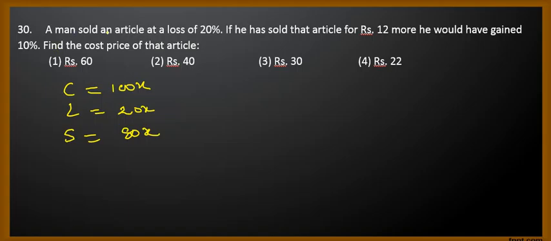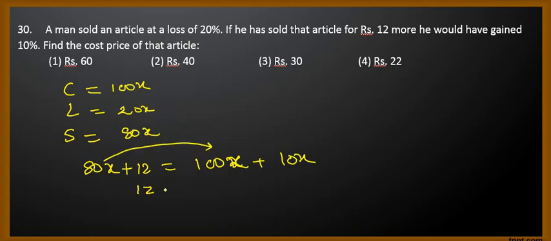Here, if he had sold that article for 12 rupees more, instead of selling at 80x, if he had charged 80x plus 12, he would have gained 10% profit. So on 100x the profit is 10%, and 10% of 100x is nothing but 10x. Send this 80x to the right hand side. So 12 equals 100x minus 80x, which is 20x, plus 10x, that equals 30x. If you send this 80x to the right hand side, it is 110x minus 80x, which is 30x.